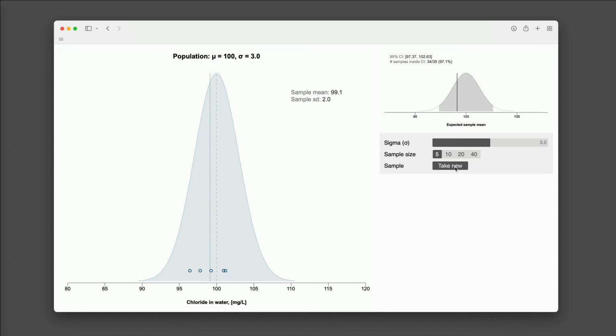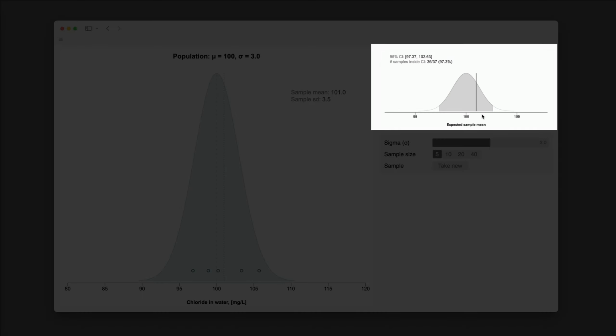But it varies. Sometimes it can be pretty far away from the population mean, and sometimes it's pretty close to the population mean. So the overall idea is that every time you take a sample from your population, the sample mean is also a random number, and it will vary around the true population mean. How far can it go from the population mean? Well, we can compute this, and this is what you see here.